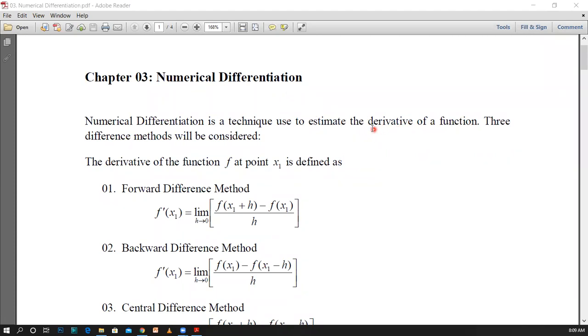Normally, we use numerical differentiation when we need to obtain the derivative of a function at a given point. In such situations, we can use numerical differentiation, and three difference methods will be considered under it.